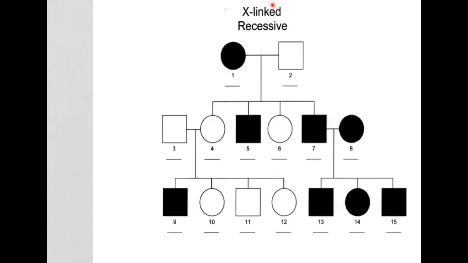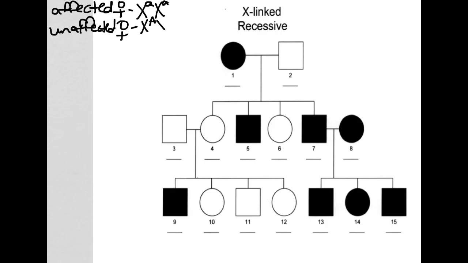So this pedigree is showing an X-linked recessive pattern. And there are certain things that we need to keep in mind in looking at X-linked recessive patterns. First, if we are looking at an affected female, we know that the genotype of that affected female must be XaXa, whereas the unaffected females will have the genotype XAXA or XAXa.